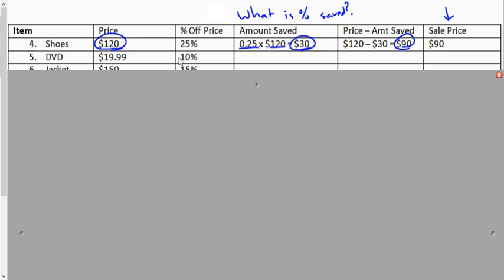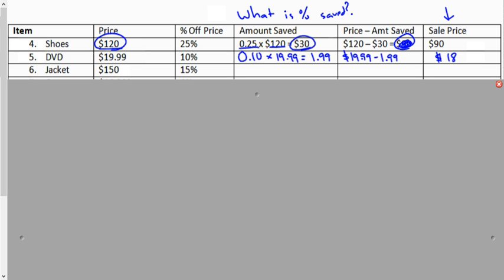So for a DVD, if we're saving 10%, you have to ask yourself, what is 10% of $19.99? So 0.10 times 19.99 actually gets you $1.99. And if we say what was our original price, it was $19.99. Subtract the $1.99, and instead of writing it in this column, I'm just going to write it over here for sale price. It would become $18.